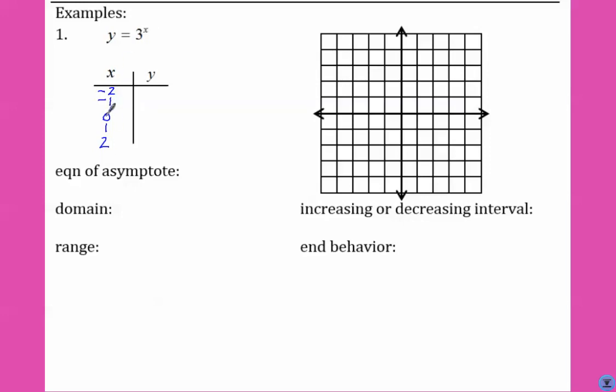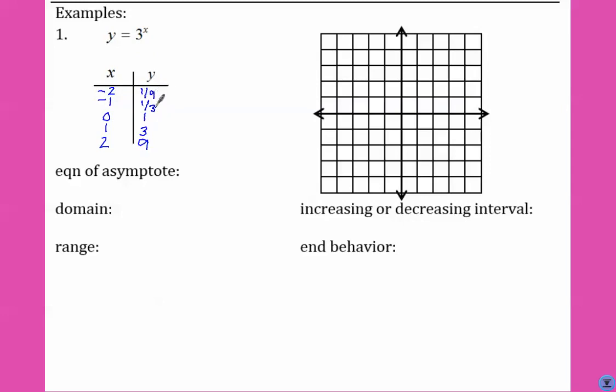What's 3 to the 0 power? It's 1. 3 to the first is 3, and 3 squared is 9. The negative exponents will take the reciprocals of these. So since 3 to the first is 3, 3 to the -1 would be 1/3, and 3 to the -2 would be 1/9.